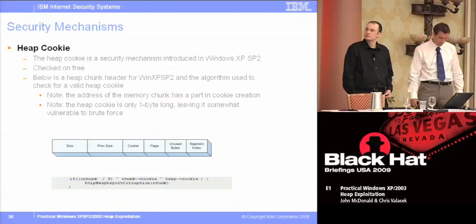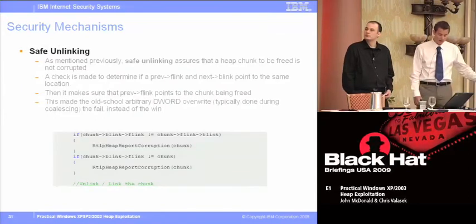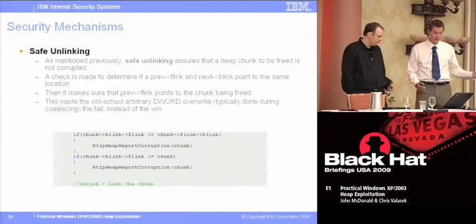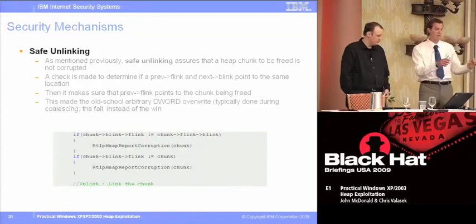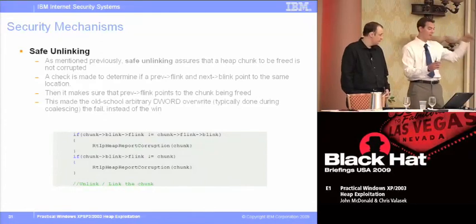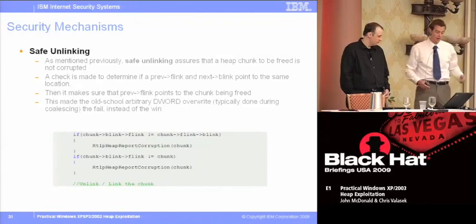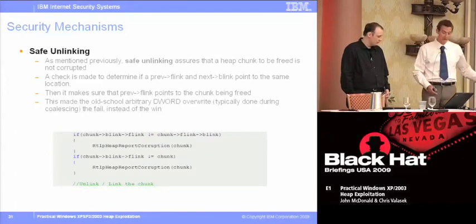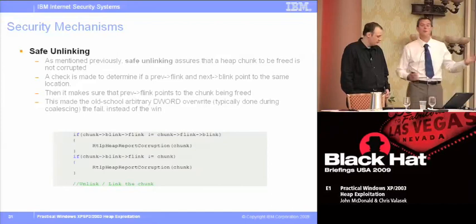We talked about safe unlinking already, but we'll go over it one more time. I just like to think of it as it checks the chunk's forward link's back link and the back link's forward link both point to the same place. If that's true, then check to see if the chunk's back link's forward link points to the chunk being freed. If that's not the case, this item doesn't belong on this linked list, and hence you can say the heap has been corrupted somehow.